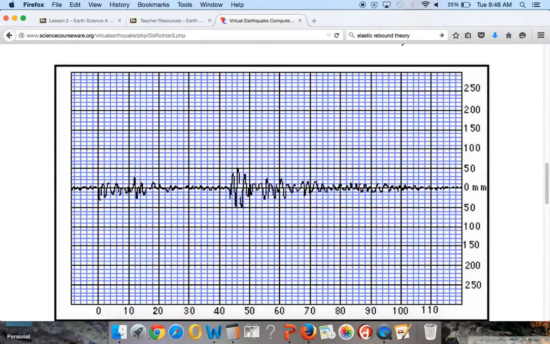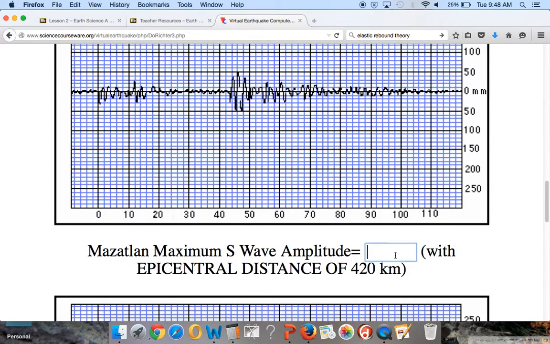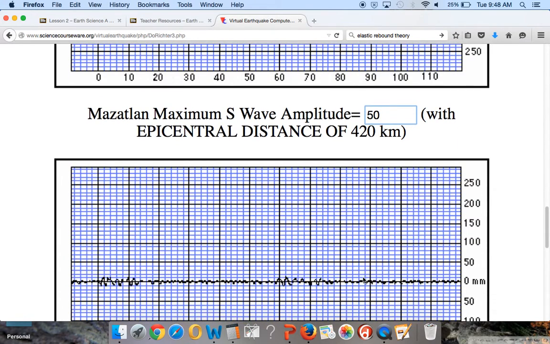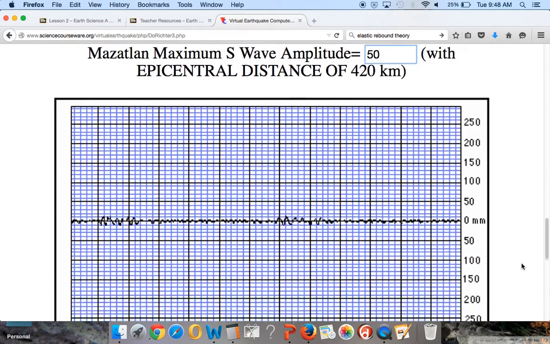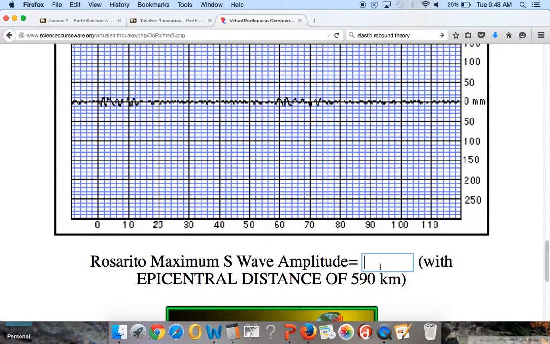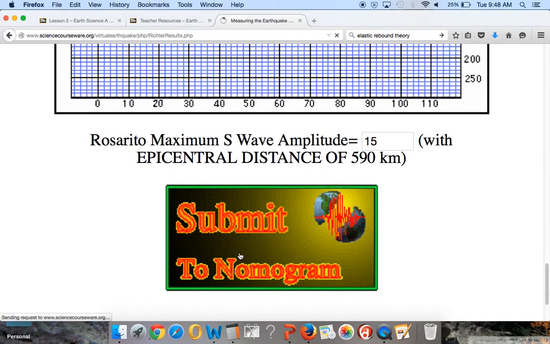And I'm going to go to the next one. This one's a little bit easier to see. Here's our highest wave, right at 50 millimeters. And then the last one, right here, again, is going to be at about 10, a little bit more than that. So I'm going to put 15 for that one. So then, submit.